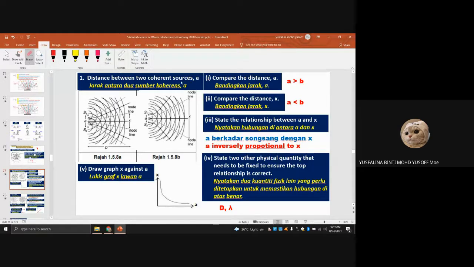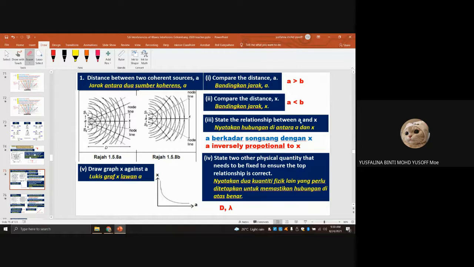First, you have to compare the distance A and B. You can see A here is much further, so A is higher than B. Then we compare the distance X. Here you can see X from diagram B is higher than X in diagram A.